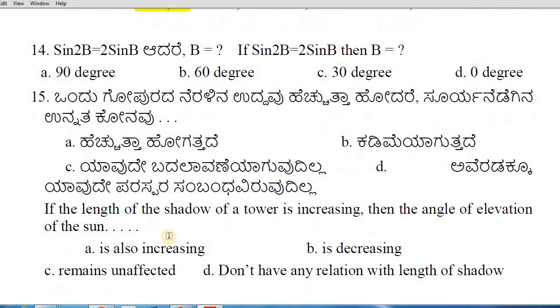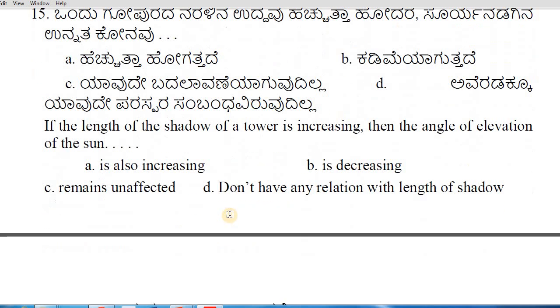Question number 14. If sin 2b equals 2 sin b, then the value of b is what? Means if sin 2b equals 2 sin b, then b is equal to question mark. This is a textbook question, children. So the answer is D, 0 degree.